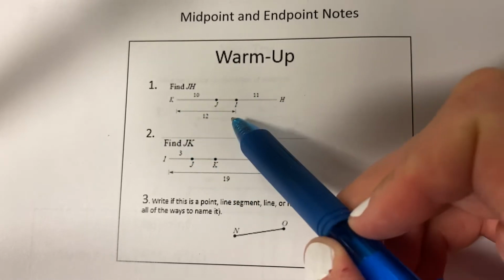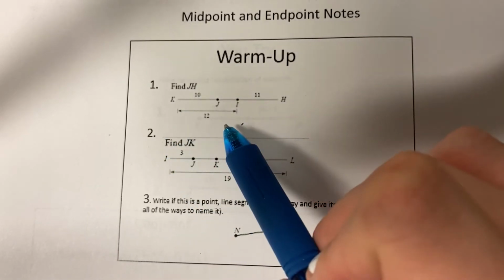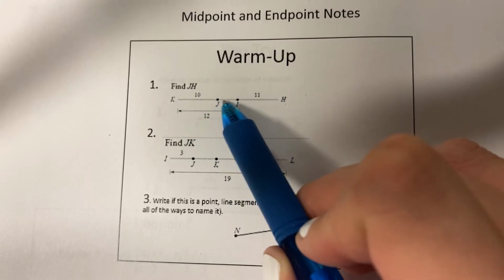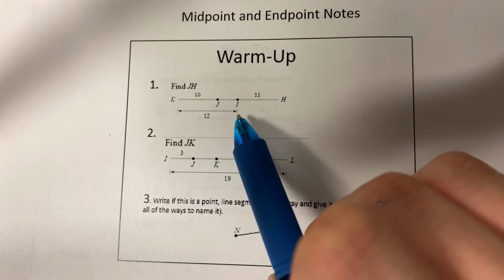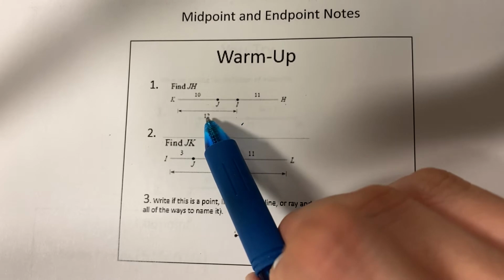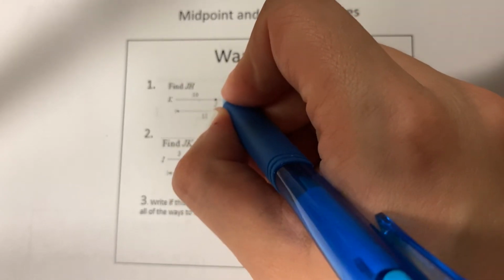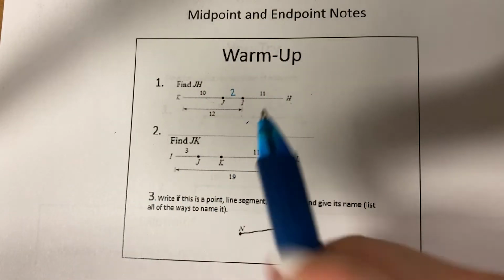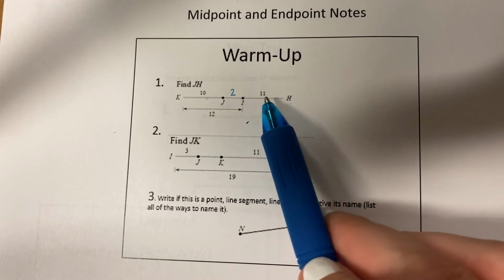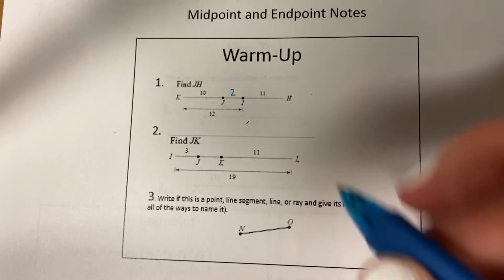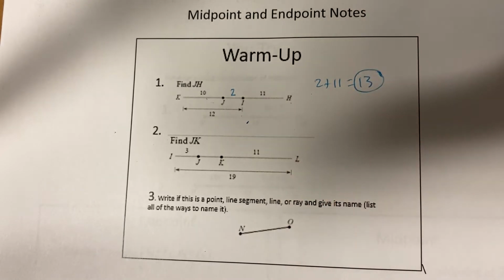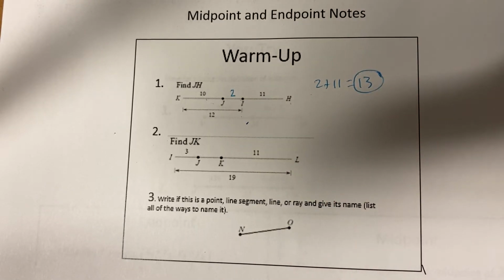So basically, it's asking for JH, which is this whole distance here, but we don't know what JI is. So we got to figure out what JI is. If we know this whole distance is 12 and this is 10, I can find this one by subtracting 12 minus 10, which is 2. Okay? And then now we got to figure out JH is this whole distance. So 2 plus 11 will give me what JH is. So 2 plus 11, which is 13. Okay, so JH is equal to 13.